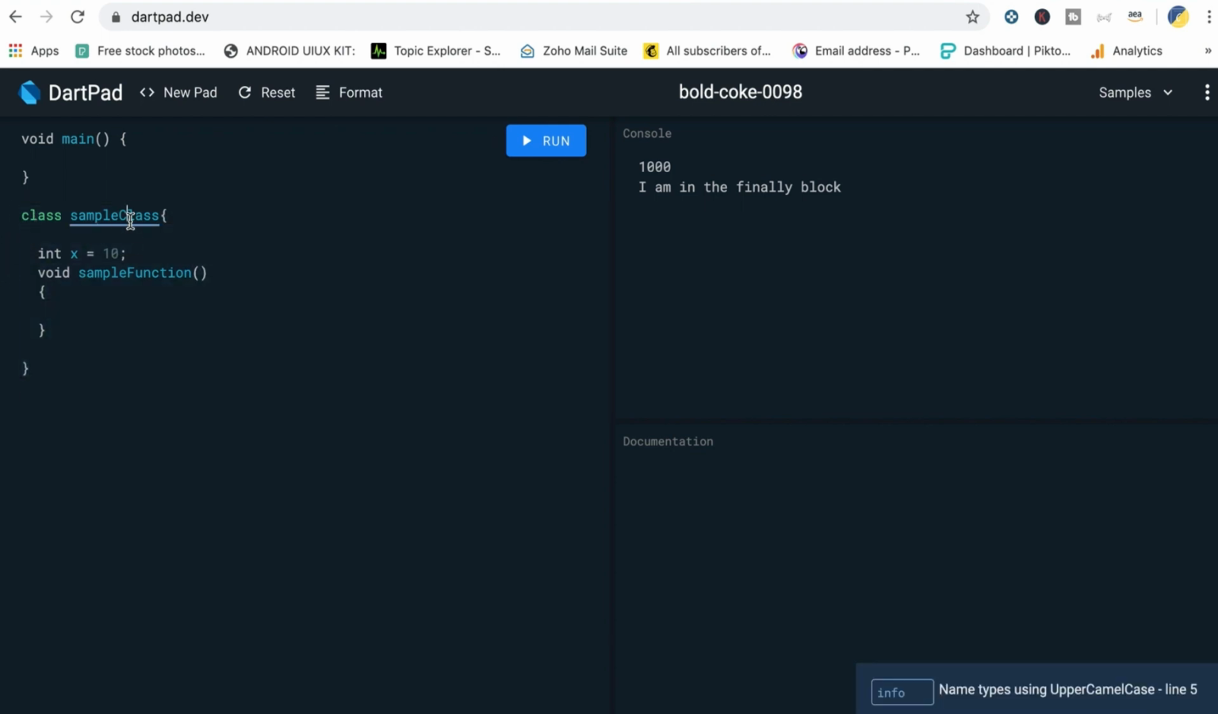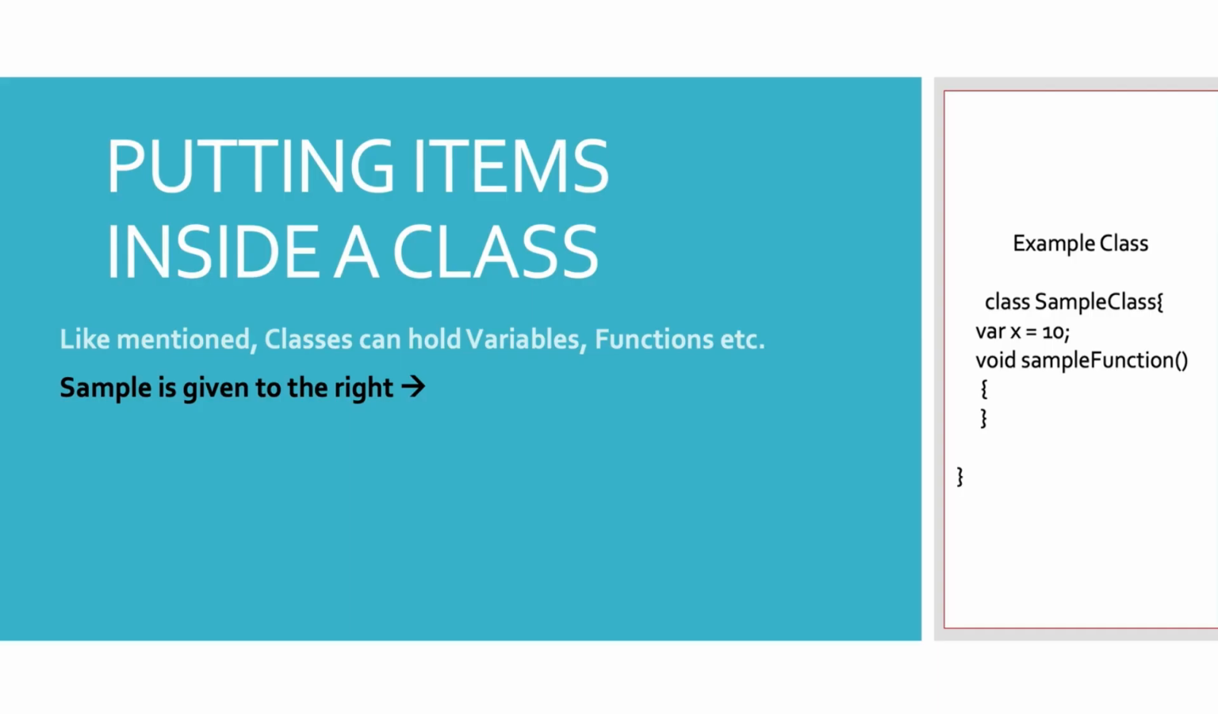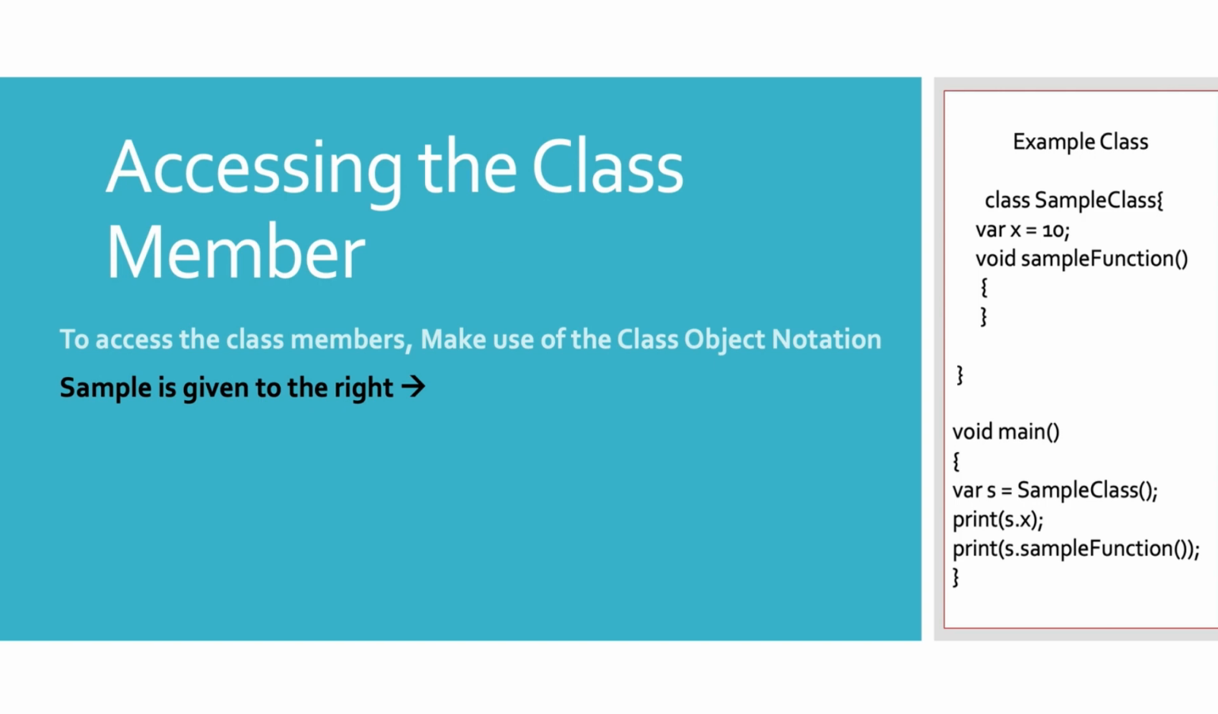Now the class is going to hold a variable, it's going to hold a simple function, and every single class that you see is going to do either of the two. It's going to have a variable or a function, and that's the most basic understanding of how a class works. We have put elements inside the class. So what's next? We're going to be seeing about accessing these members outside the class.